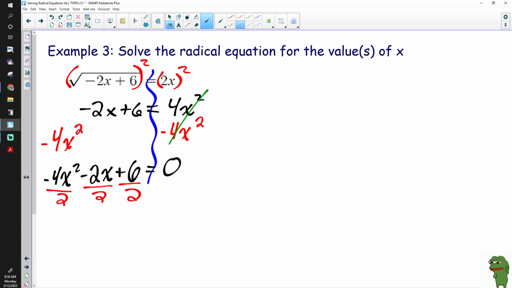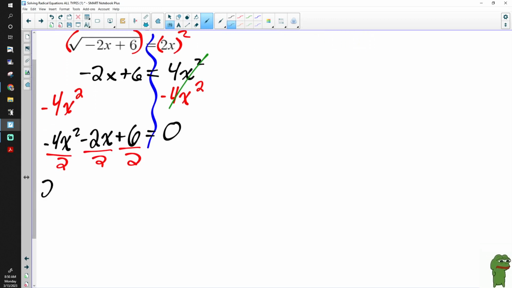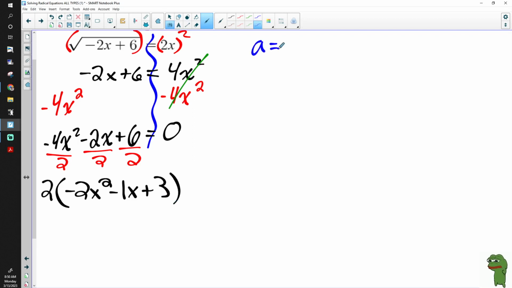When we divide all of these by 2, we'll be left with negative 2x squared minus 1x plus 3. So my A value is negative 2. My B value, negative 1. C value is 3. Draw your X.